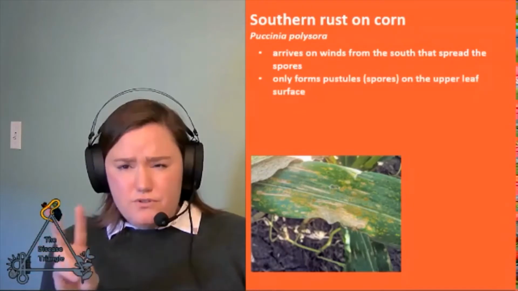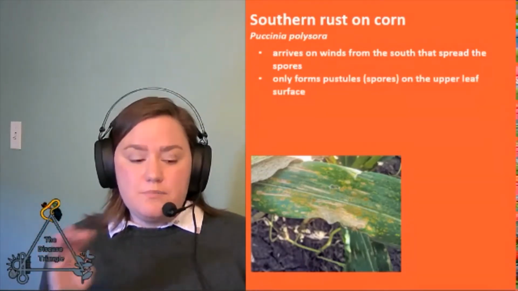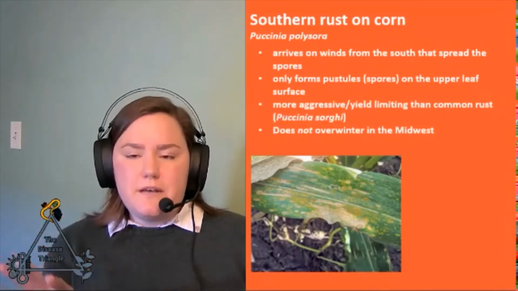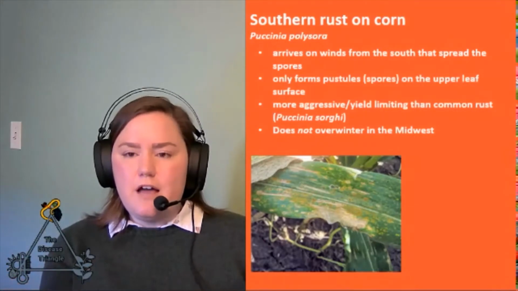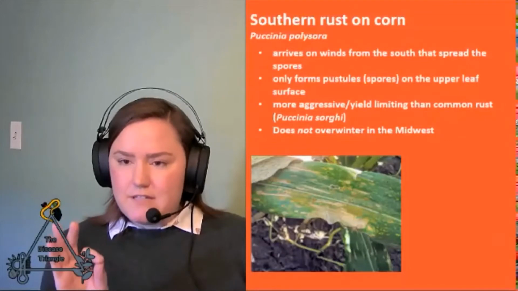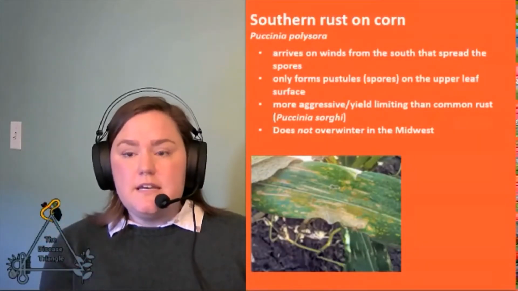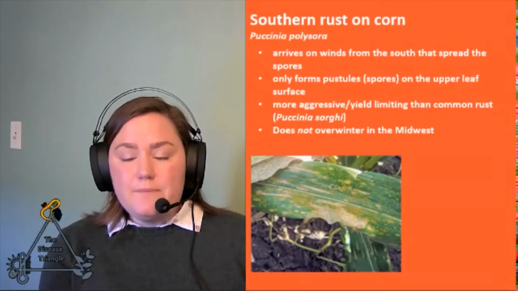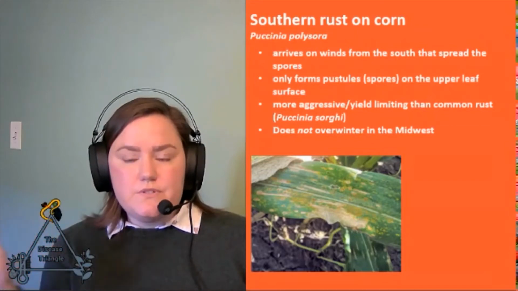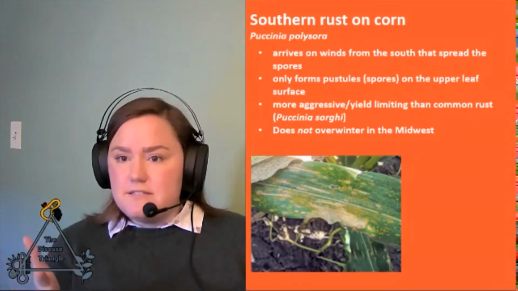And so there are two rusts on corn. The southern rust only forms pustules on the upper leaf surface. And we're more concerned about southern rust usually than we are about common rust, because southern rust is generally more aggressive and yield limiting than common rust. And being that we rely on those spores to be dispersed northwards, this is a fungus that doesn't overwinter in the Midwest.